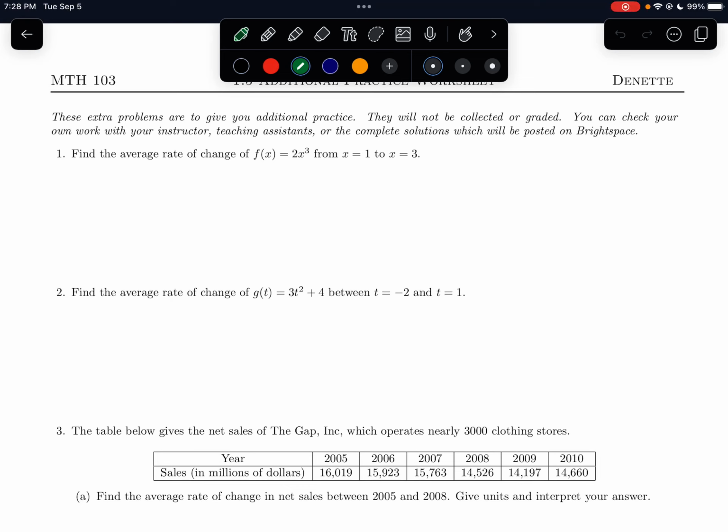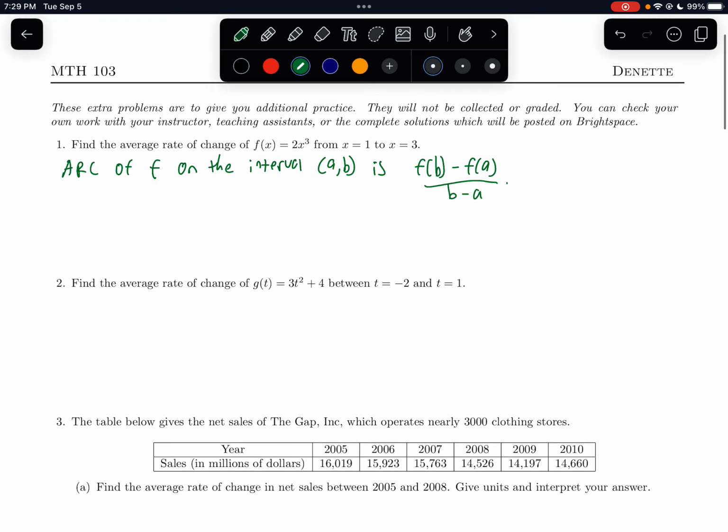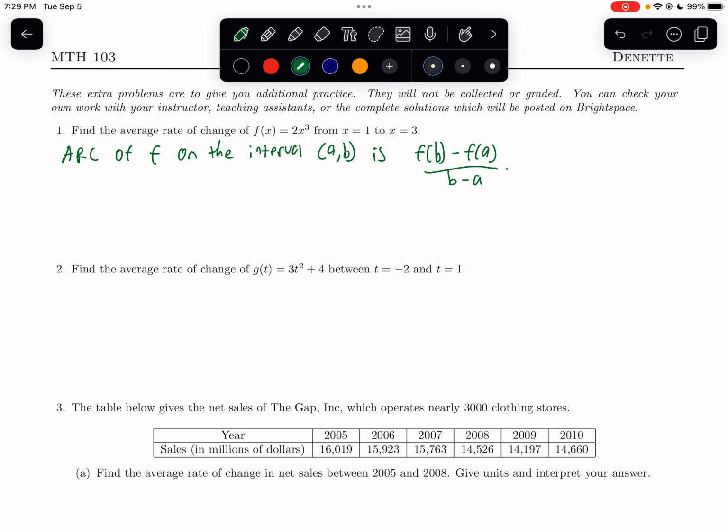So recall that the average rate of change is defined. The average rate of change of f on the interval AB, so the interval from A to B, not the point, is f of B minus f of A divided by B minus A. So if we were doing this for this specific function from 1 to 3, then we would need f of 3 minus f of 1 over 3 minus 1.